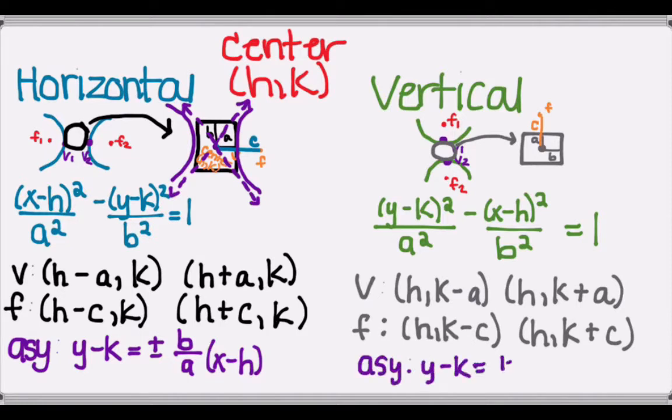The equation for the asymptotes is essentially the same. The only difference is that the slope now becomes a over b. That's because in this case our rise is a and our run is b when we find those two linear equations.